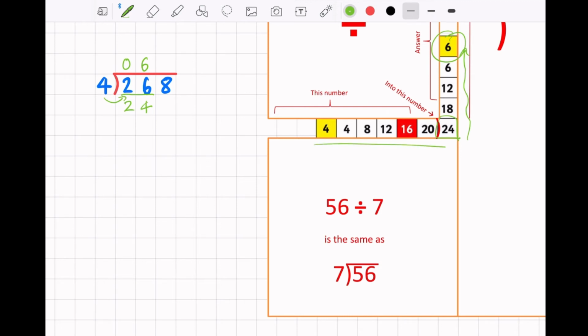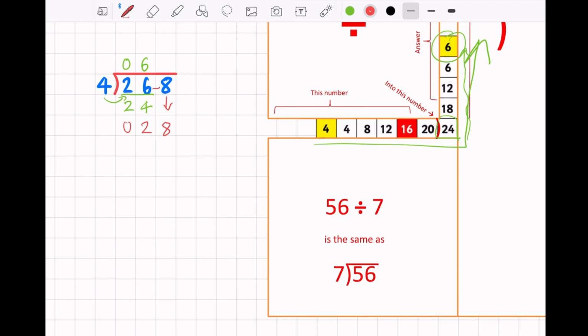So you kind of imagine it as a kind of L-shaped thing, right? Same kind of deal. Now we are going to do a subtraction. 26 minus 24. 6 minus 4 is 2. 2 minus 2 is 0. And now the next bit is I bring down the 8.